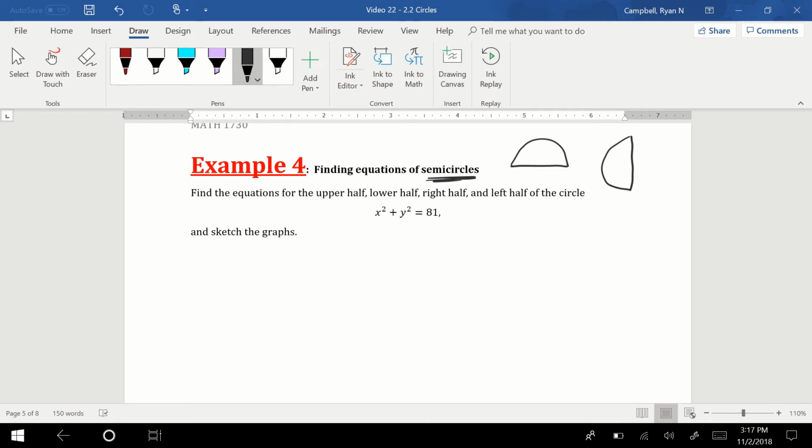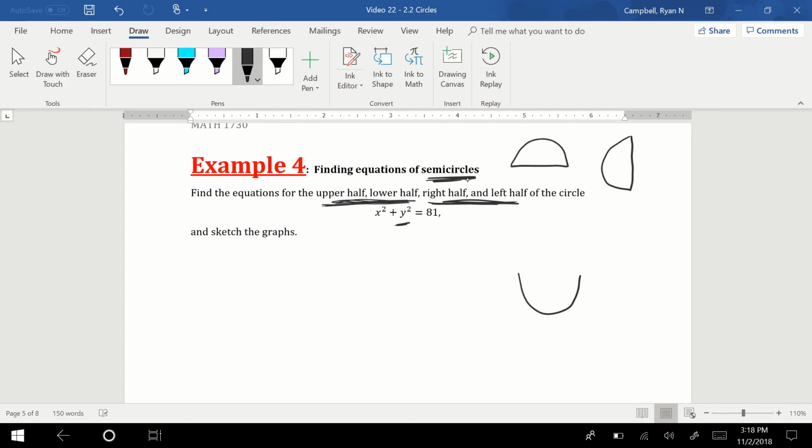So for this equation, let's find the equation for the upper half and lower half, for the right half and the left half of the circle. And then let's sketch all these graphs. So given this, if we're going to do the upper and lower half, we need to solve for y, just like with parabolas we talked about in class.